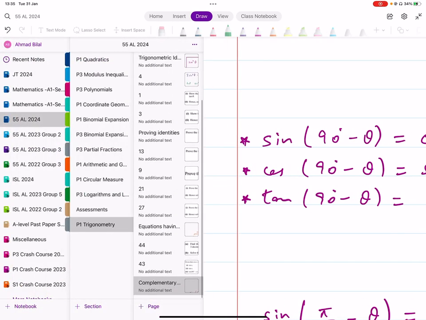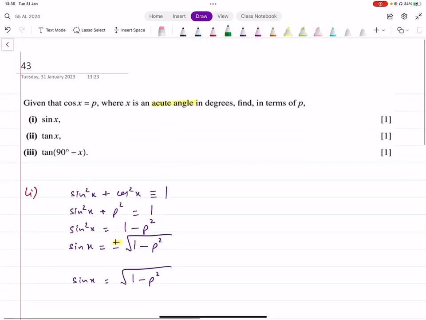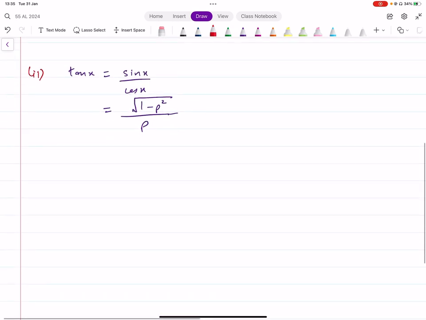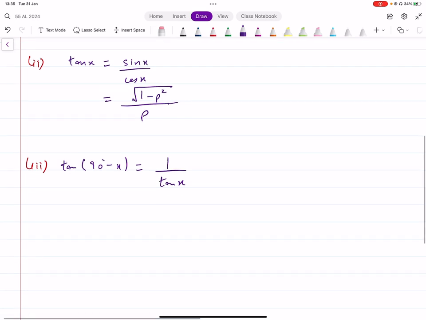Now let's go back here. What was the last part? Find tan of 90 minus x. Part 3. Tan of 90 minus x. What is that? That's 1 over tan x. Right? We just did that. Tan of 90 minus x is the same as 1 over tan x. What does that become? Reciprocal of this, which is p over square root of 1 minus p squared. That's tan of 90 minus x.